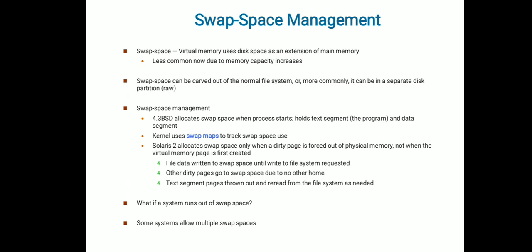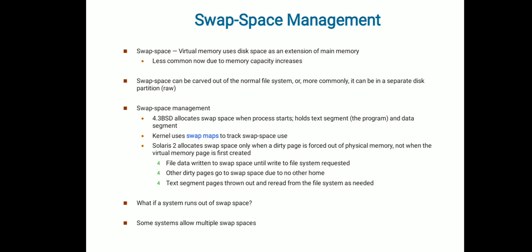4.3 BSD allocates swap space when a process starts. So whenever a process starts its execution, it allocates swap space to hold some of the text segment and the program and the data segment. So it won't create all the memory in the main memory. Instead it will create some swap space for storing the text as well as the data.